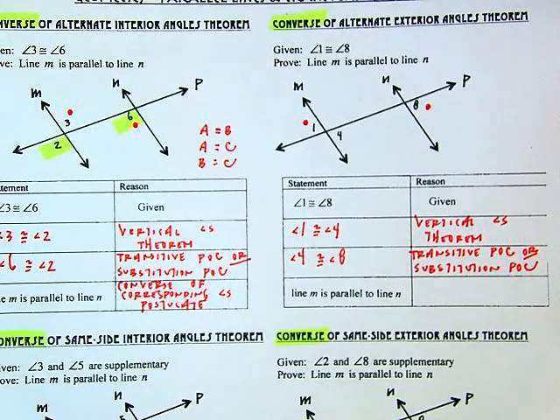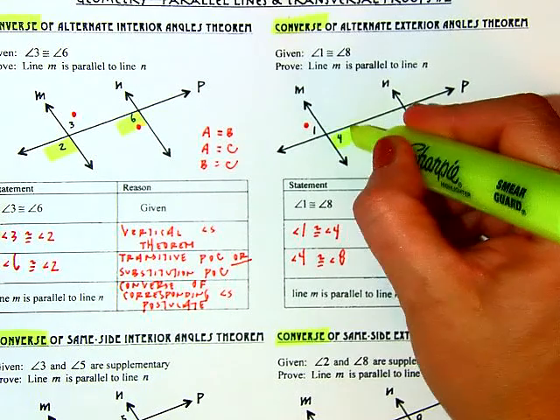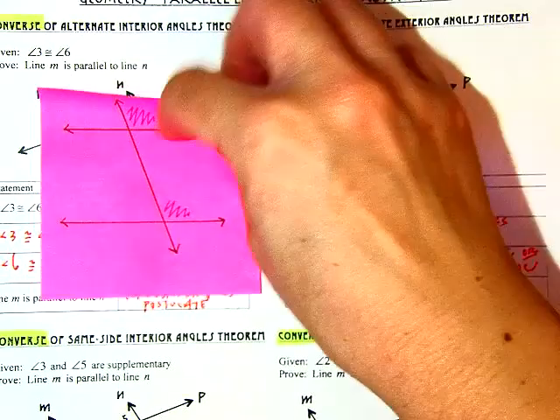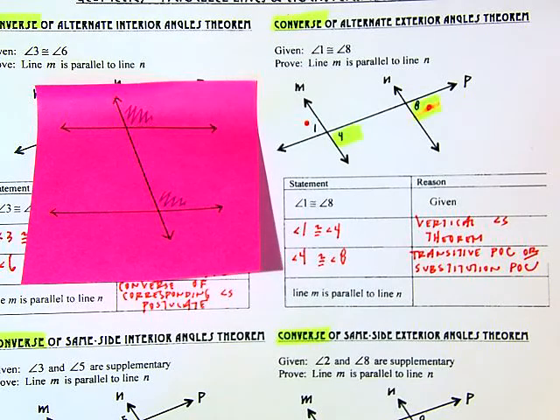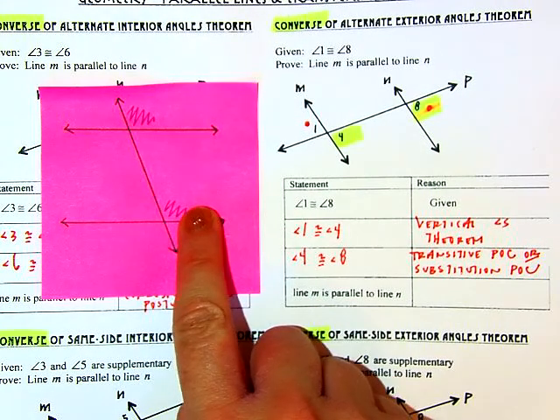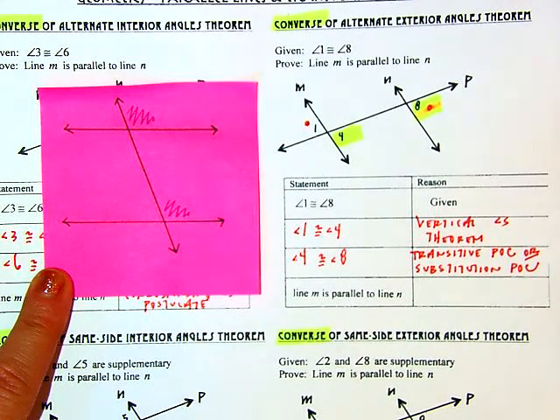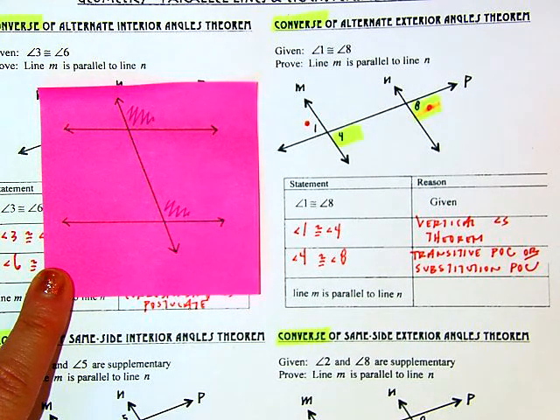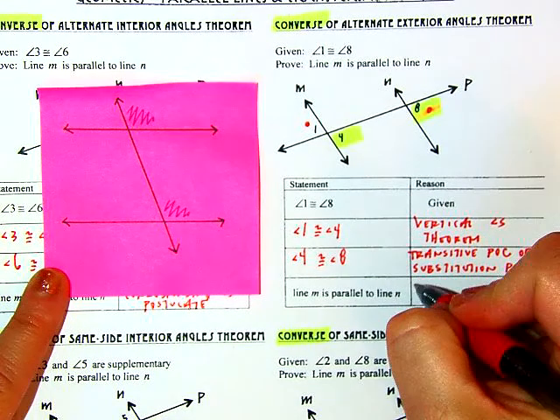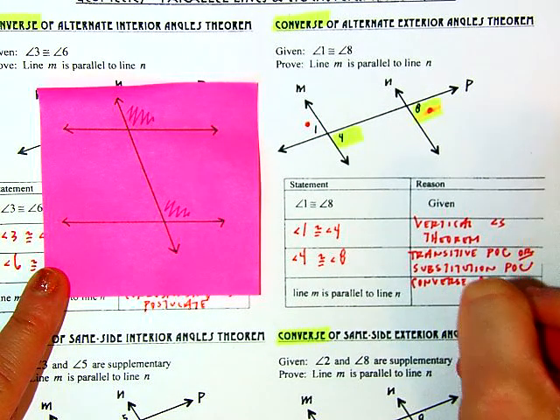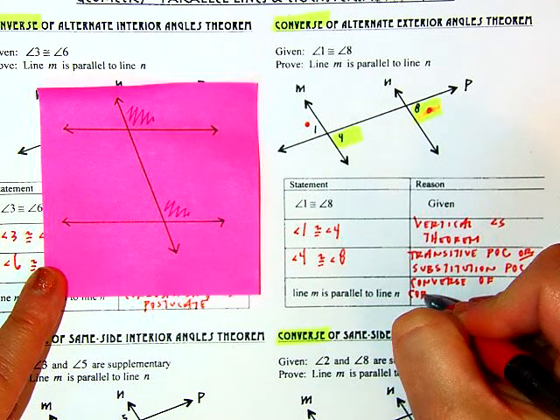All right, so now what is it that we have achieved here? We've just gotten angle 4 congruent to angle 8. So back to this visual. Because these corresponding angles are congruent, that is what's locking these lines into a parallel position. So my reason would be the converse of the corresponding angles postulate.